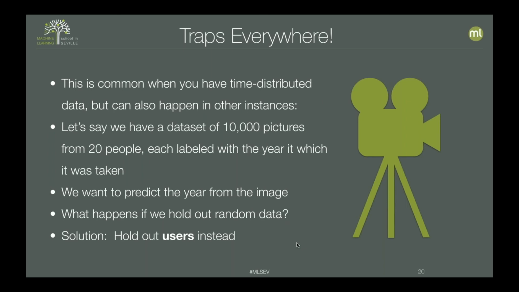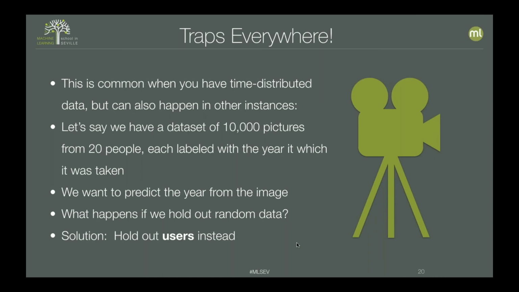They're going to have been taken by the same camera. They're probably going to have been taken around the same time. They're going to be stored in the same way. So if you know the year for 900 of those photos, you can probably guess the year for the other 100 just by using the information that you already have. Why is this a problem?